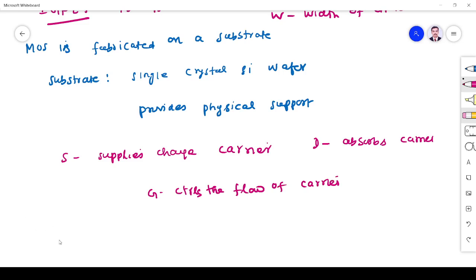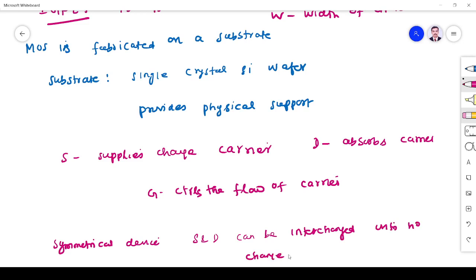Moreover, we know that MOSFET is a symmetrical device. So what is the main thing about a symmetrical device? Symmetrical device means source and drain can be interchanged. We can interchange them without any change in device characteristics. That is very, very important. That's why source and drain can be interchanged. Even if you change source and drain, the characteristics of the device will not change.